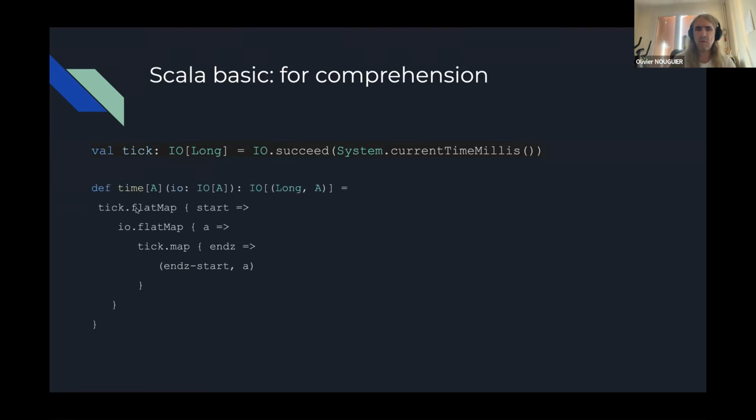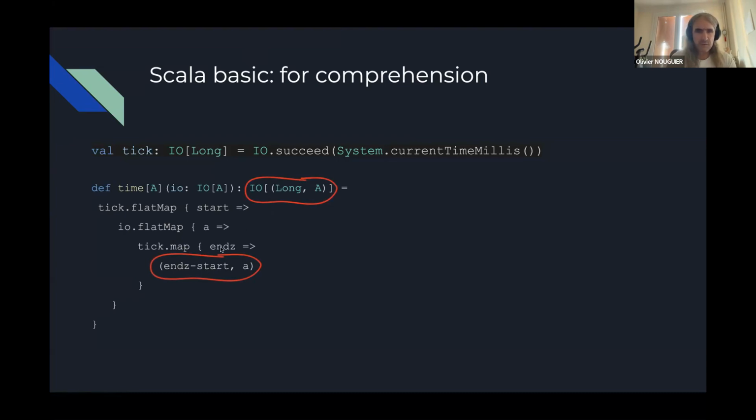I have this IO. I take the time, so the tick gives me the time when I start. I execute my IO. I execute the tick again. I take the end time and the start time, and I produce and expose the value. It's NT because end is a keyword in Scala 3.